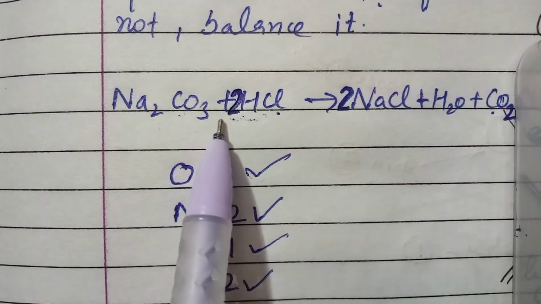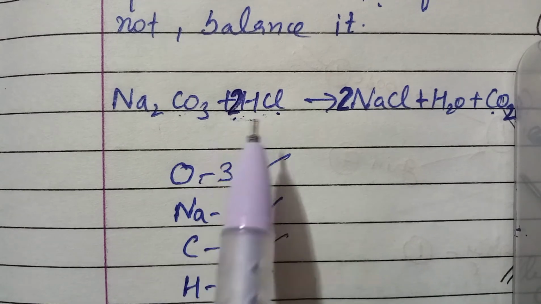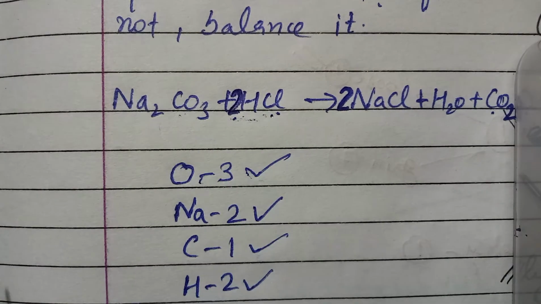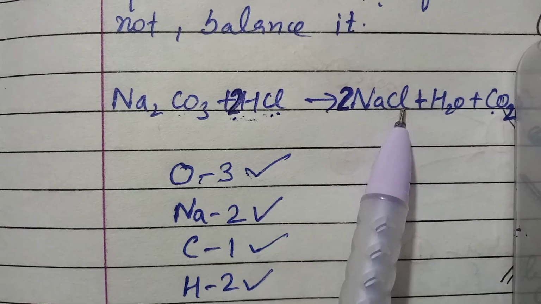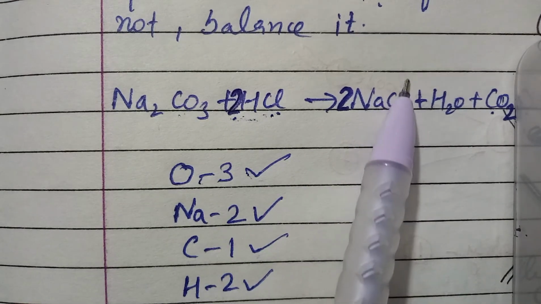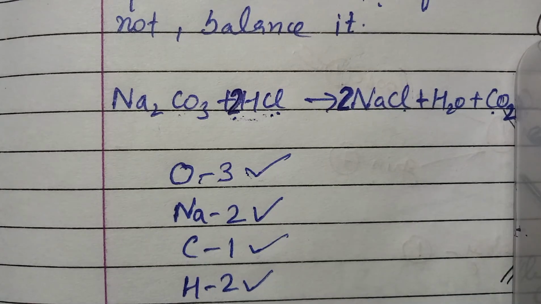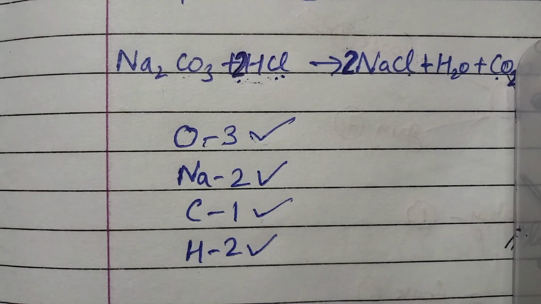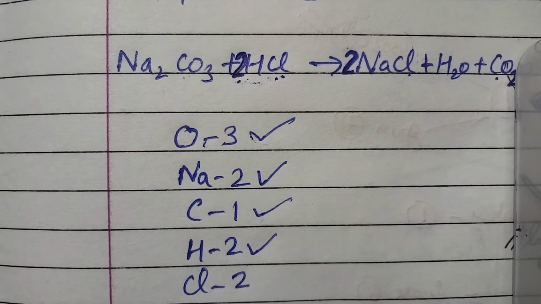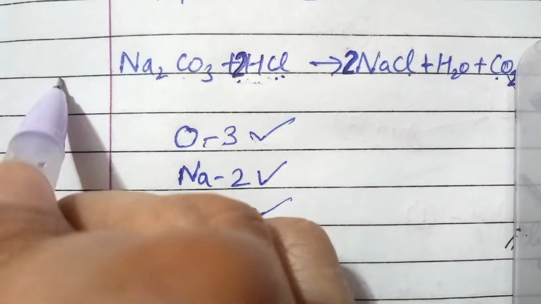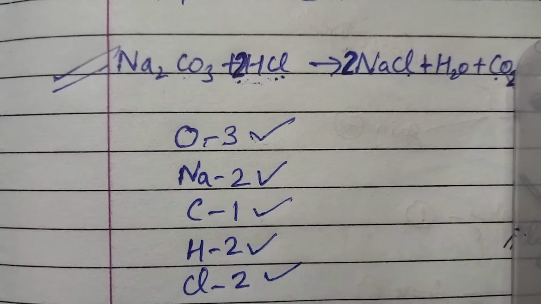What is remaining now? Chlorine. When we put coefficient 2 here, now how many chlorine atoms are there on the reactant side? 2. Very good. On the product side, how many atoms are there? 2. Very good. So 2 chlorine atoms on each side, and it is also balanced. Once atoms of all the elements are balanced, we can say our equation is now balanced.